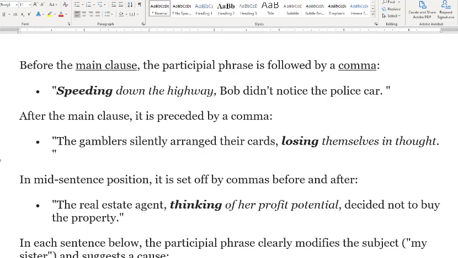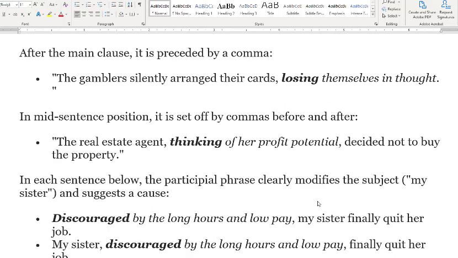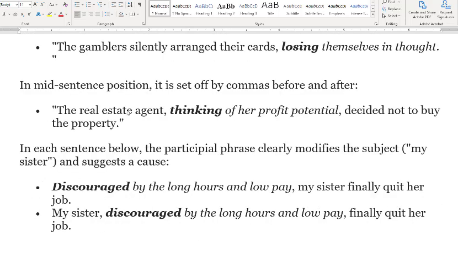If you are using it at the end, then it will come before it. For instance, the gamblers silently arranged their cards, comma, losing themselves in thought. Again, it tells us more information about the gamblers silently arranging their cards. If you're going to use it in the middle, we have the real estate agent, comma, thinking of her profit potential, comma, decided not to buy the property. In this case, we have information in the middle.